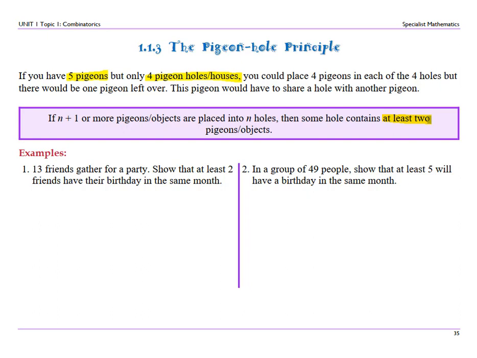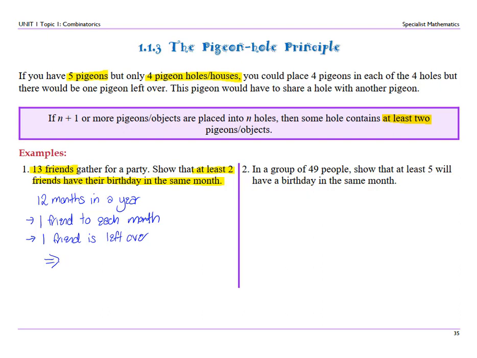So let's look at some examples. If 13 friends gather for a party, show that at least 2 friends have their birthday in the same month. So again, it's at least 2 friends have their birthday in the same month. More may have their birthday in the same month, but we're just looking at least. So we've got 13 friends gather for a party. We have 12 months in a year. So we could allocate 1 friend to each month. That means 1 friend is left over. So that means 1 friend shares a month with someone else.